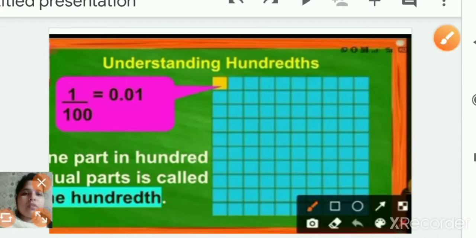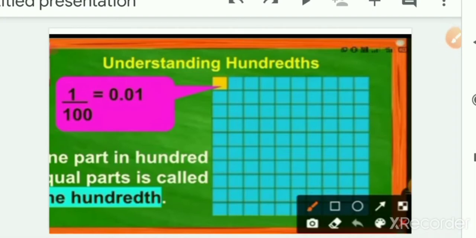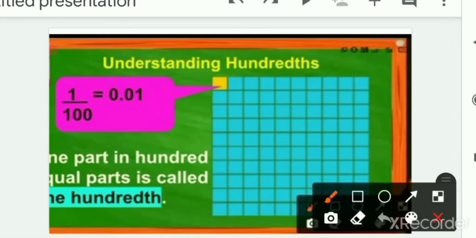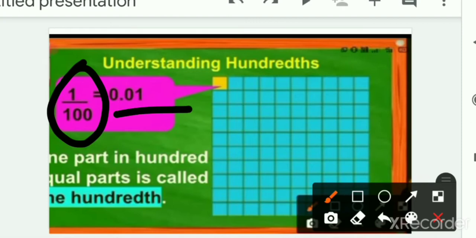Yes. So let's see that out of 100, how many are colored? Only one part is colored. So we write 1 upon 100, that is in the fraction form. This is in the fraction form, but when we divide 1 by 100, we get the answer 0.01. It means one part in 100 equal parts is called 1/100.